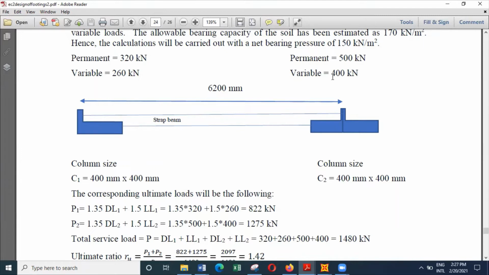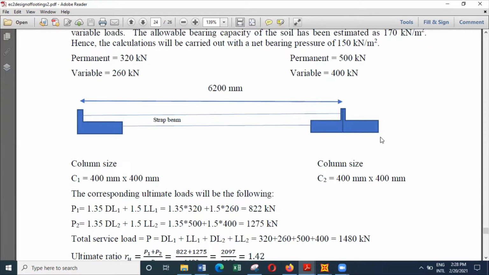So based on all this, let's consider that a reasonable value for the width of the base may be 2.5 meters, because when you divide 900 by 150, the answer is 6, and when you take the square root of that, you will end up with 2.44. So let's select 2.5 meters as the width of the base.